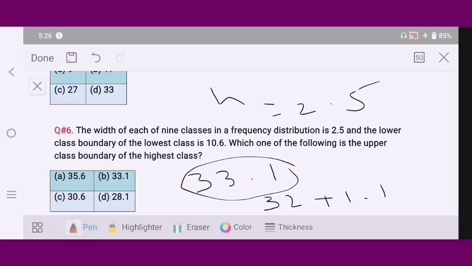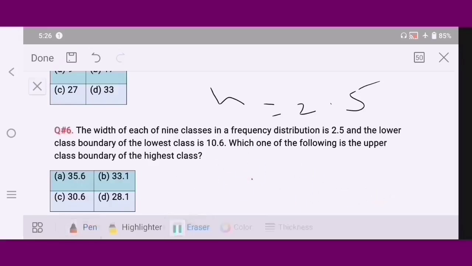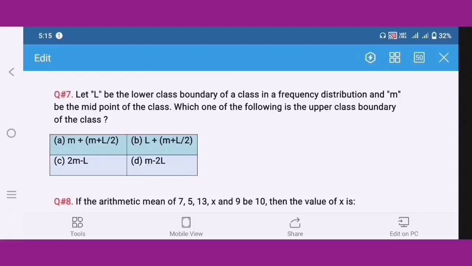So the correct option is 33.1. Question number 7. Let L be the lower class boundary of a class in a frequency distribution and M be the midpoint of the class. Which one of the following is the upper class boundary of the class?